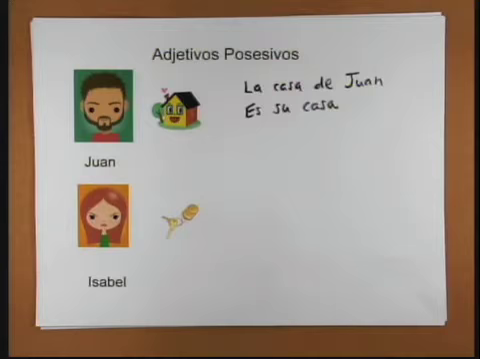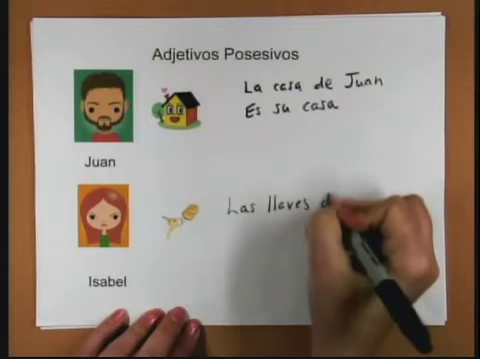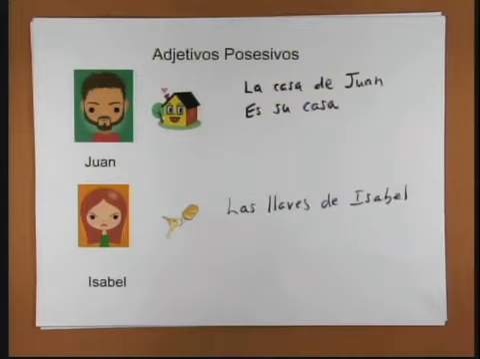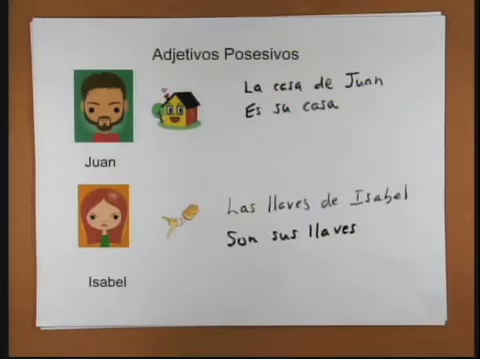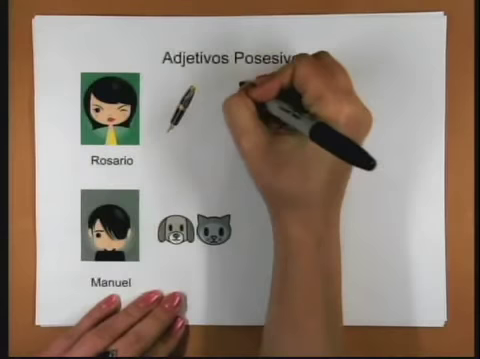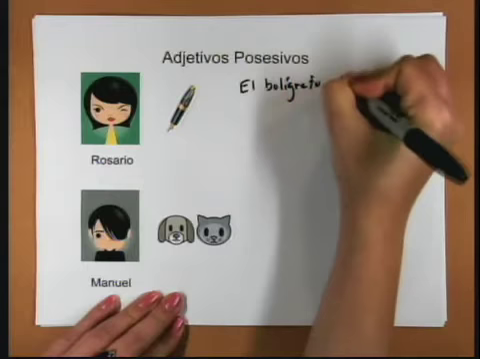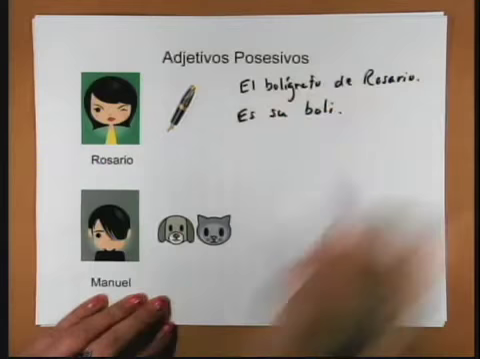Aquí tenemos a Isabel. Isabel y las llaves. Las llaves de Isabel. Isabel's keys. Son sus llaves. They're her keys. Las llaves de Isabel son sus llaves. Muy bien. Ahora aquí está Rosario y su bolígrafo. El bolígrafo de Rosario. ¿De quién es el bolígrafo? Whose pen is it? Es el bolígrafo de Rosario. It's Rosario's pen. Es su boli. It's her pen. Es su boli.